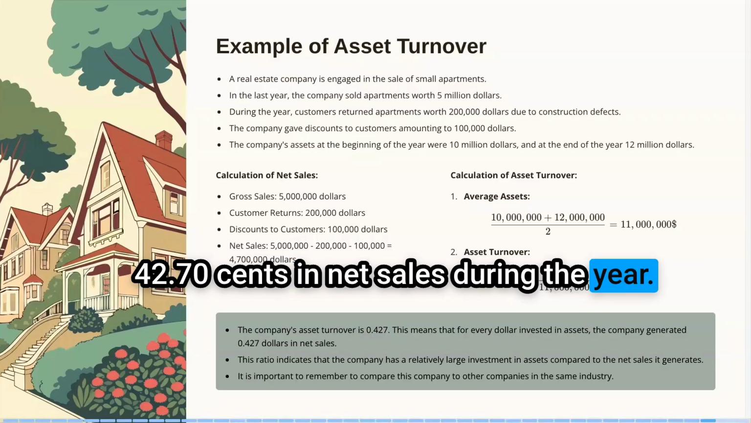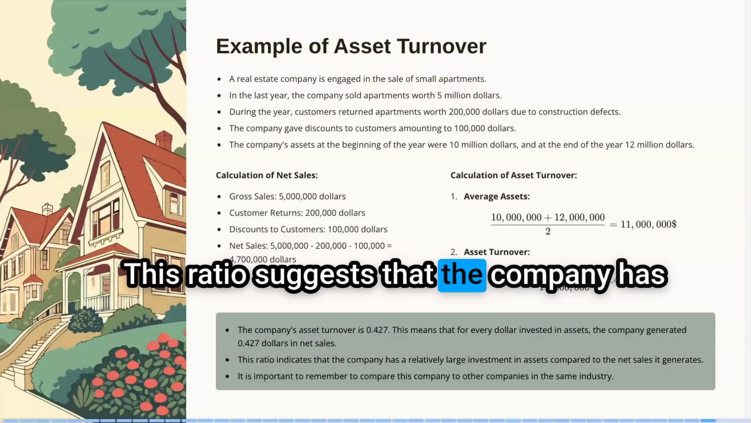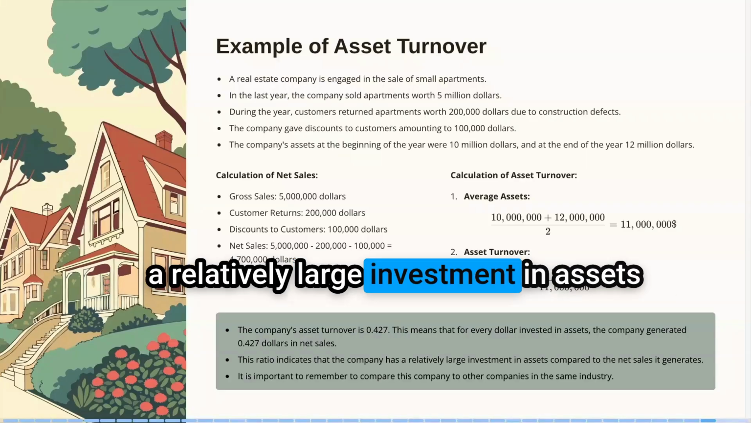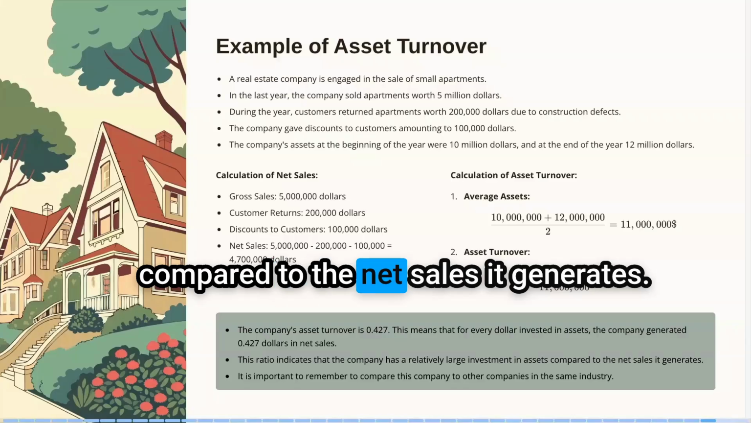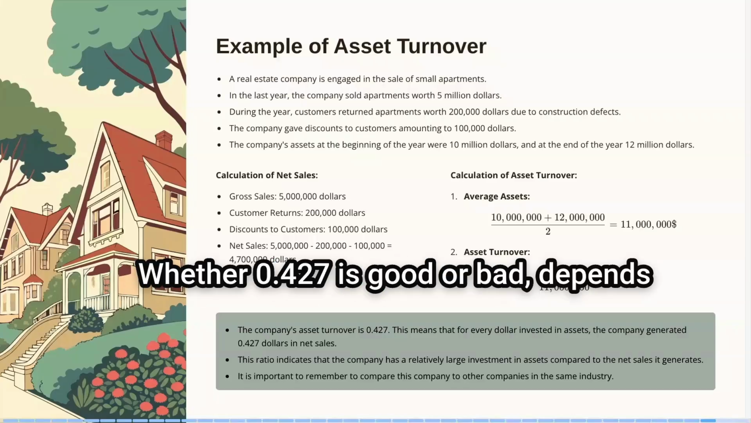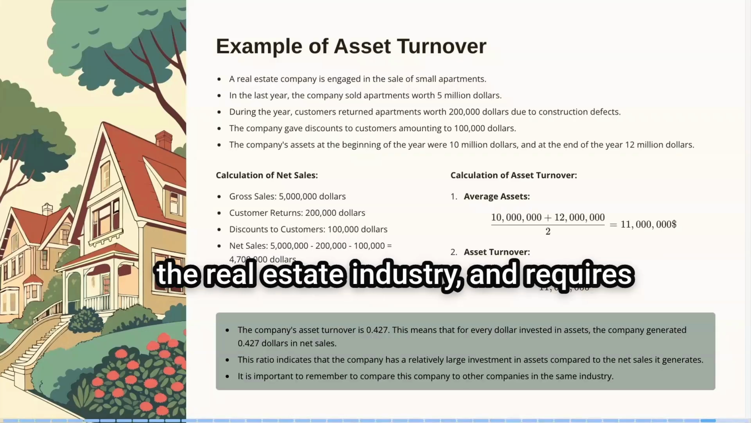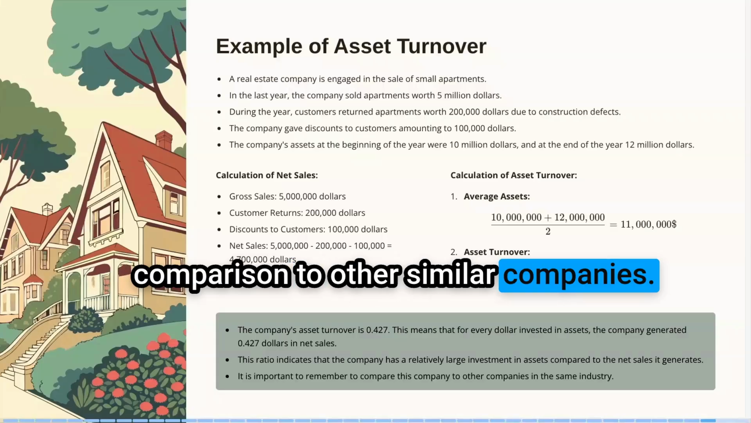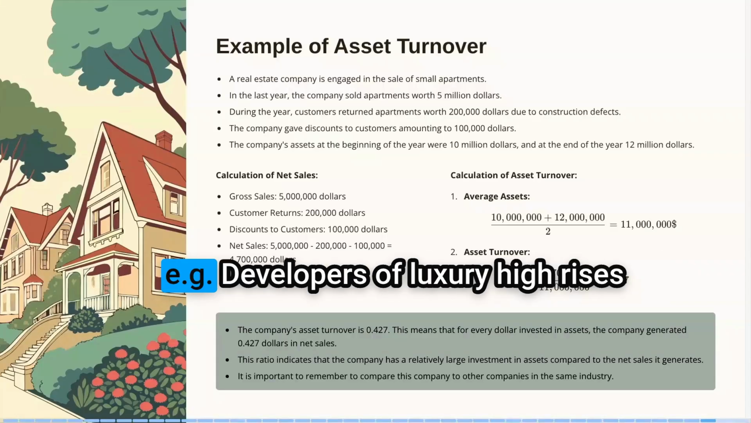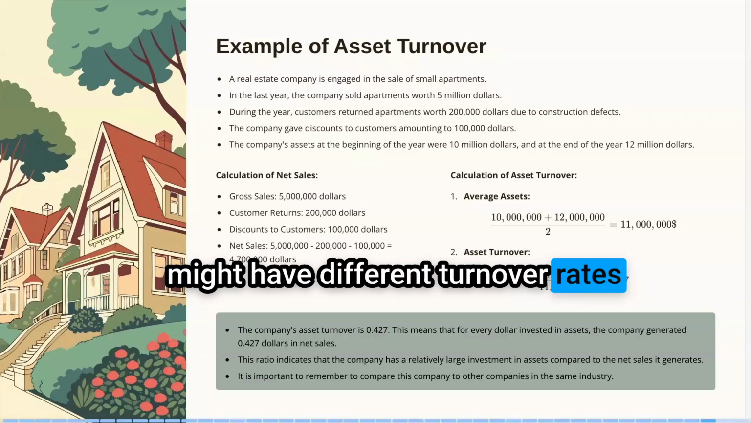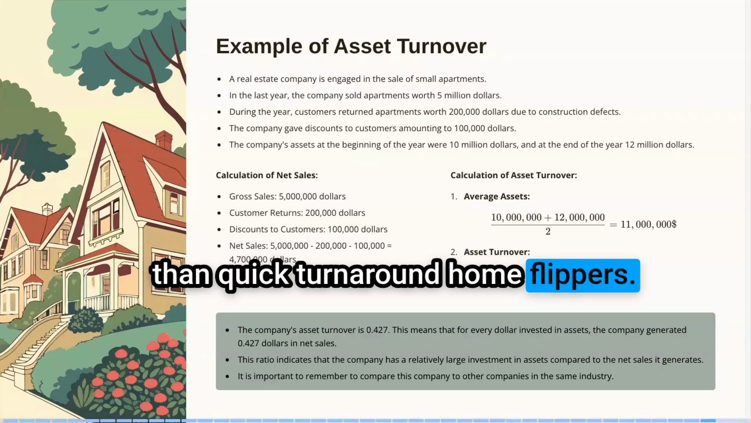during the year. This ratio suggests that the company has a relatively large investment in assets compared to the net sales it generates. Whether 0.427 is good or bad depends heavily on the specific segment of the real estate industry and requires comparison to other similar companies. For example, developers of luxury high-rises might have different turnover rates than quick turnaround home flippers.